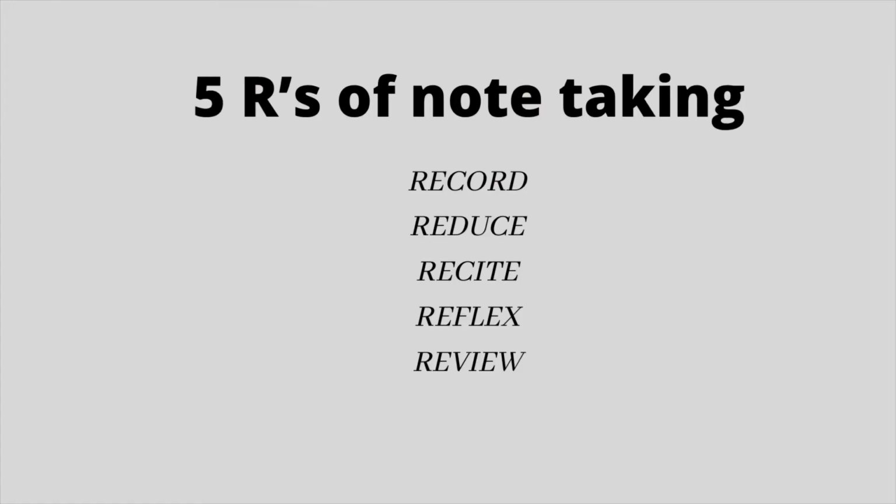How to take notes on the listening section. The 5 R's of note taking: record, reduce, recite, reflect, and review. Record is when you write down as many facts as you can when you're listening to the conversation or the lecture. Reduce is when you hear what the professor is saying and quickly summarize it and then write it down. Recite is to summarize what you have heard using only the keywords.